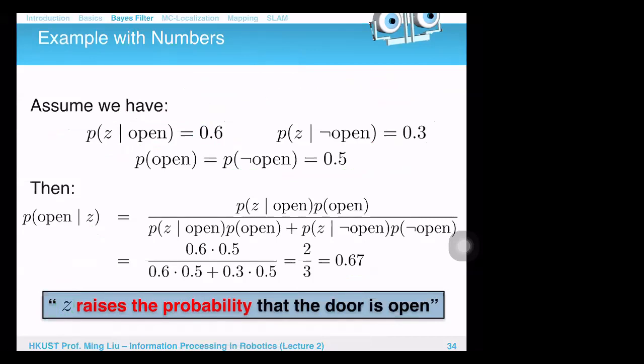This is the probability that the door is open. Why is that? Because previously your prior is 0.5 and now it's 0.67. That means sensors are really helping for this state estimation.